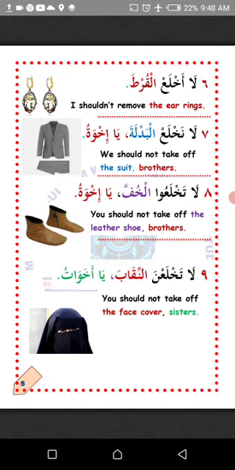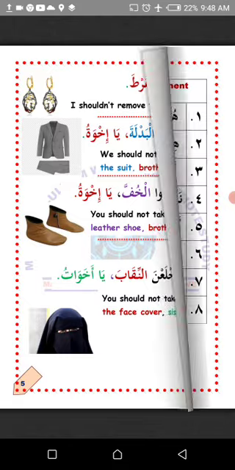يا إخوة brothers. Number 9. لا تخلعن النقاب يا أخوات. You should not take off the face cover. يا أخوات sisters. Commanding a group of female persons not to take off the face cover. نقاب, face cover. لعلك فهمت? I hope you understand. ما شاء الله.